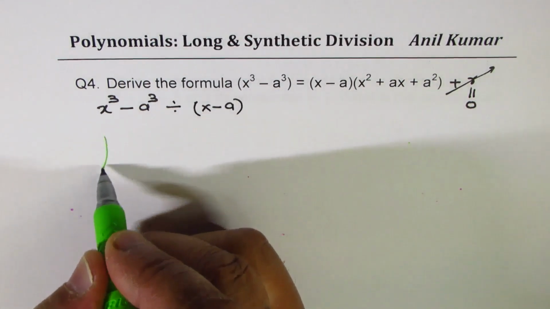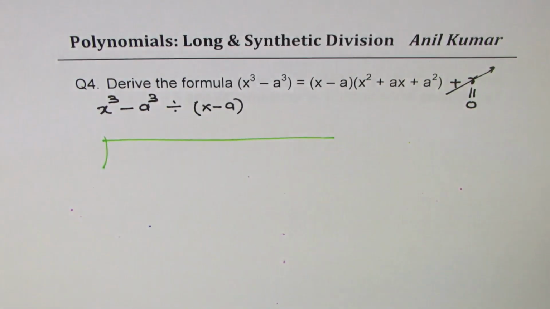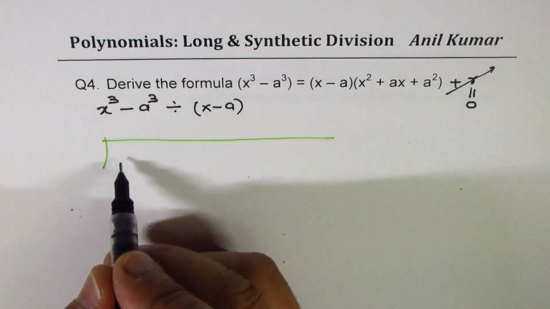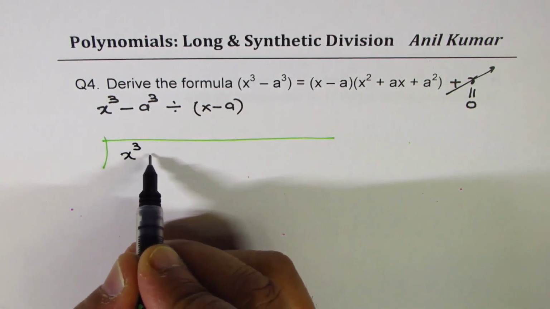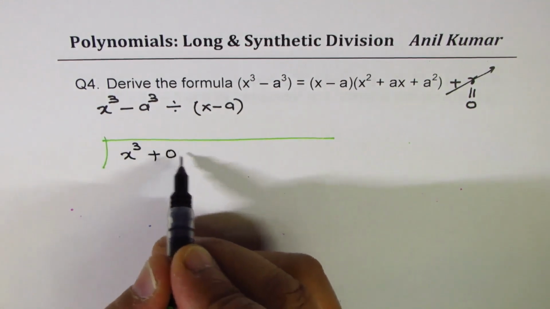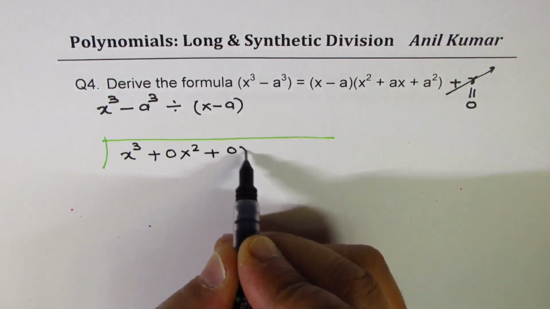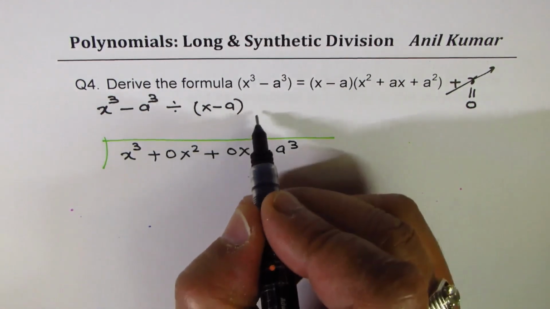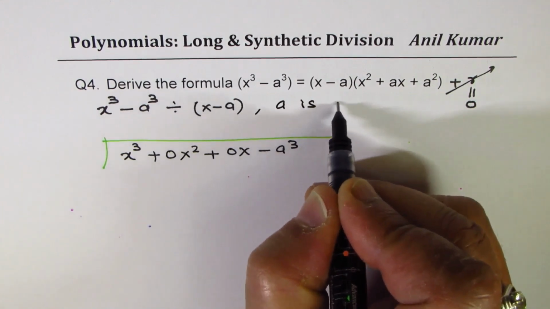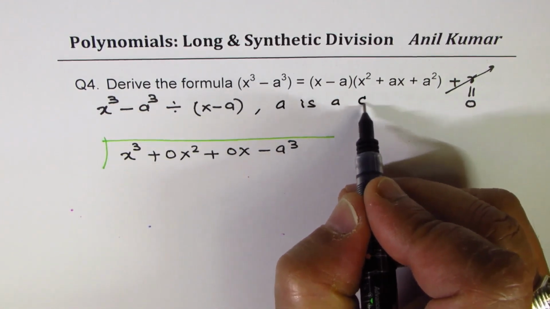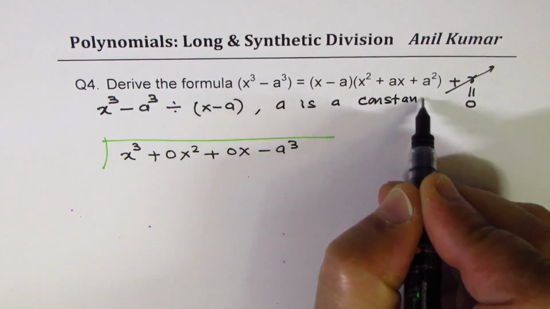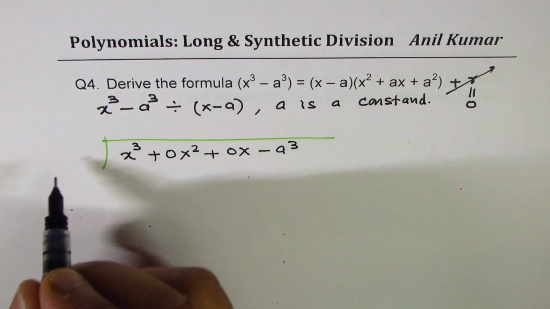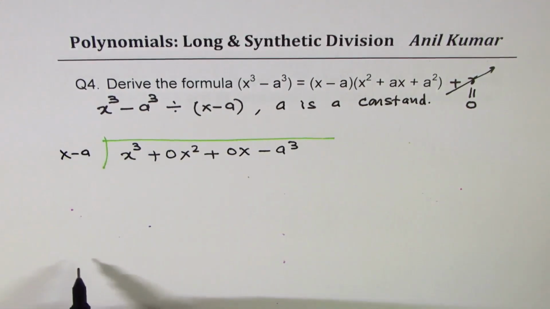So let's do it. So let me do long division. Right? Now x cubed minus a cubed, two terms are missing here. Those two terms will be replaced by placeholders. So we got 0x squared plus 0x minus a cubed. So remember, a is a constant. A is a real number. Let's say a constant is okay. So we are only working with one variable equations. And the divisor here is x minus a.